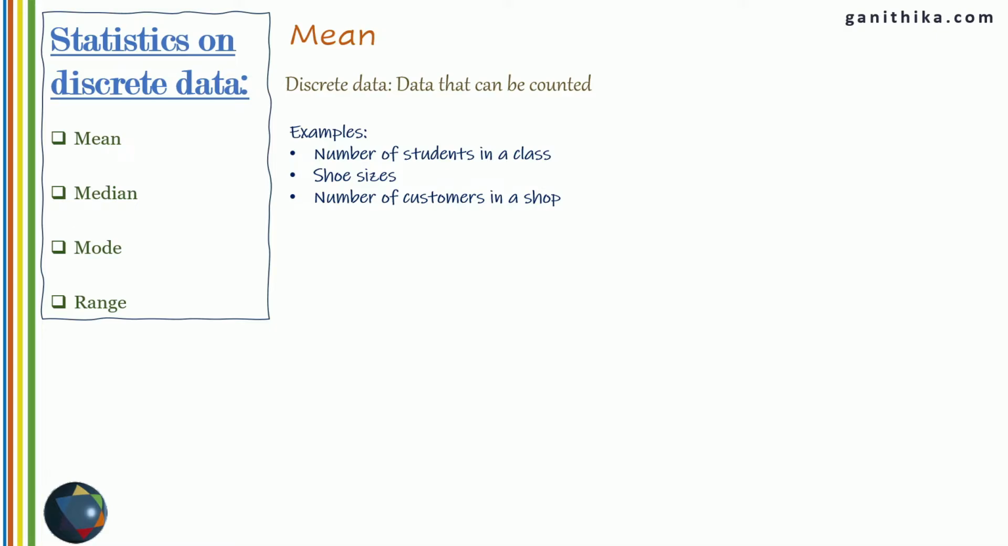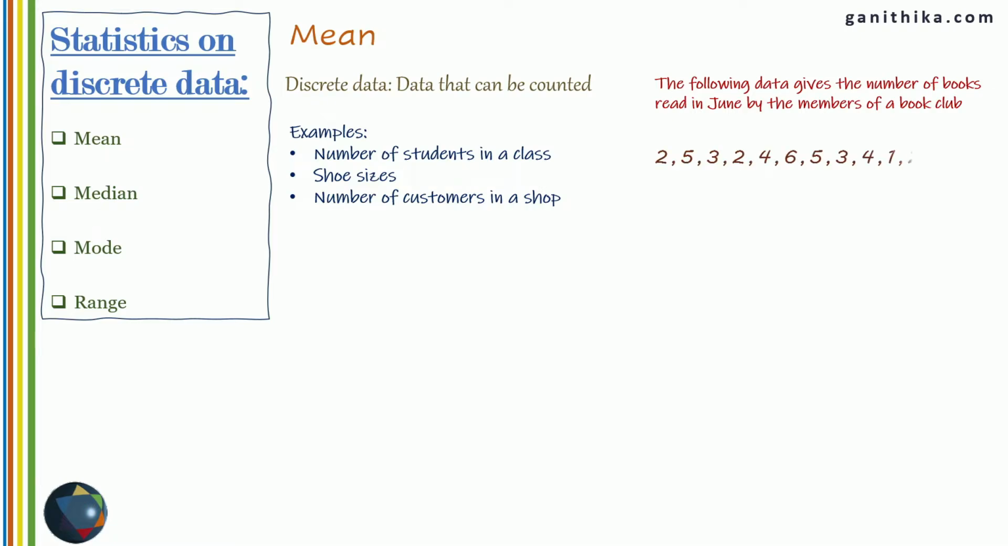Let's try to find the mean of the following data that gives the number of books read in June by the members of a book club. 2, 5, 3, 2, etc. This means one member of the book club has read 2 books in the month of June. Another member has read 5 books in the month of June. Another member has read 3 books in the month of June, etc. So there are so many members who have read so many books in the month of June.